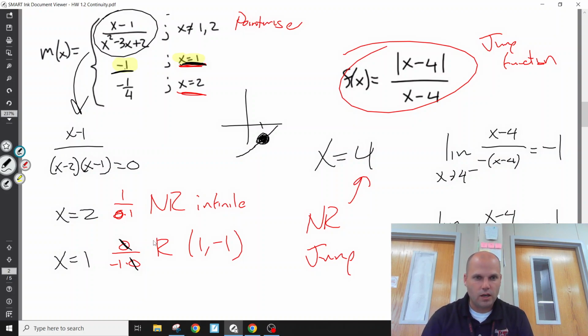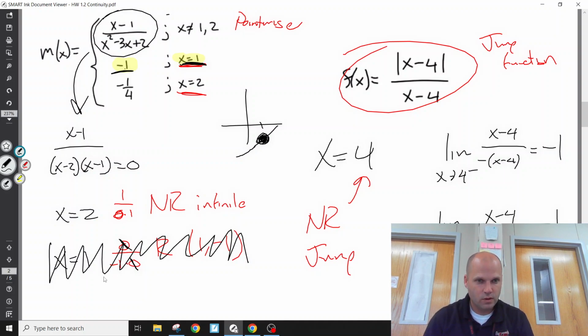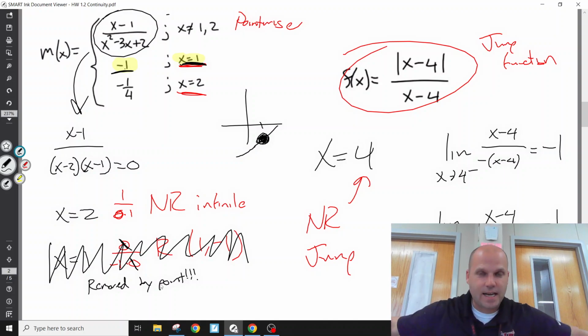No longer is this a removable discontinuity. This discontinuity just got removed by the point. Okay? That means it's not a discontinuity anymore. We're good. Okay, cool. Well, at 2, I'm not supposed to be using this function. I'm supposed to be using -1/4. Well, I was told that at 2, this original dominating piece has a non-removable infinite. Well, there it is right there.